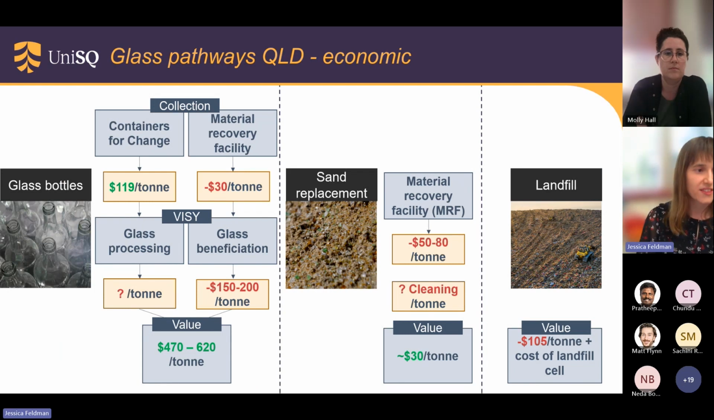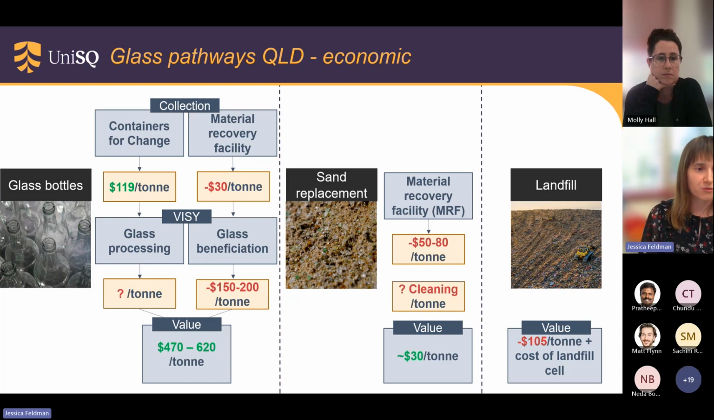So as I noted earlier, the economic barriers to circular economy are really important to calculate and address when you're trying to propose that something is a solution. And this forms part of circular economy analysis. Over here on the left, this is looking at the values of the material when it goes through these different pathways. So containers for change, the glass cullet that's produced through that, which is free of contaminants and colour sorted, is about $119 per tonne.